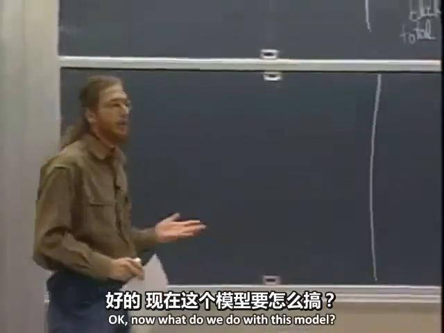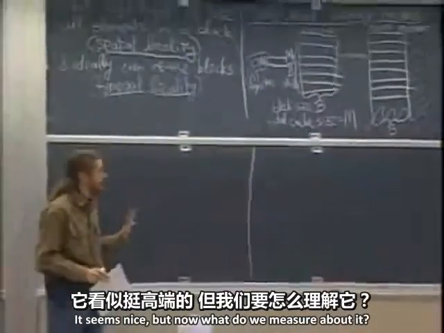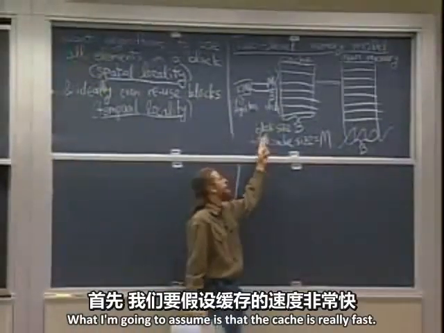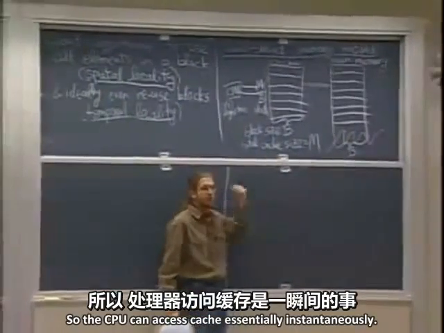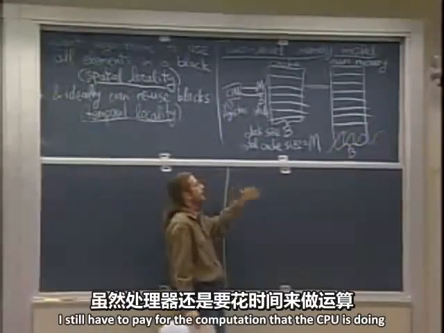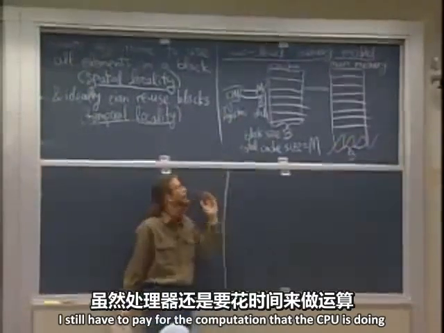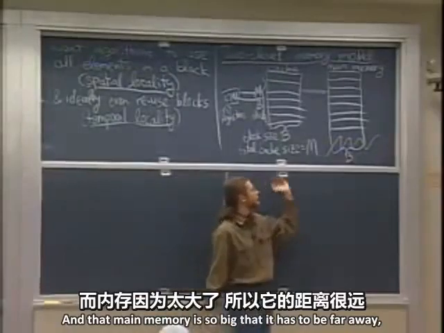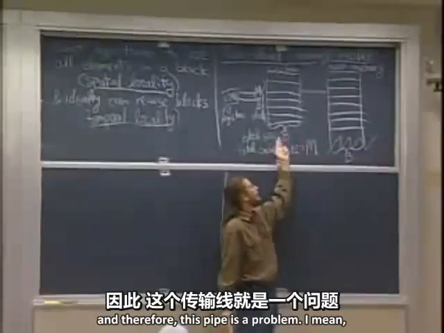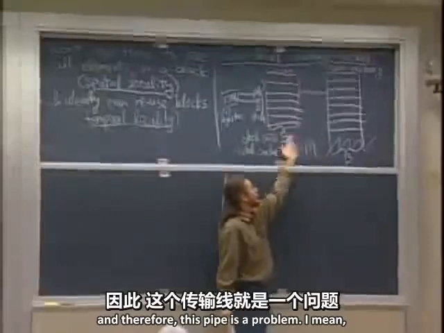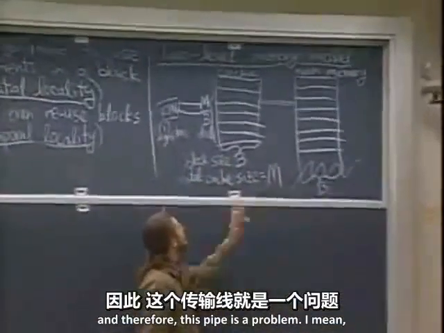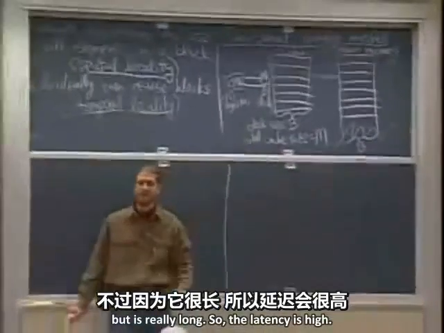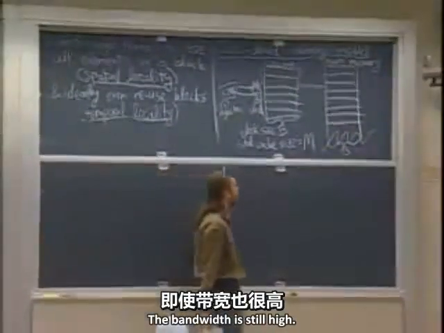Okay, now what do we do with this model? Seems nice, but now what do we measure about it? What I'm going to assume is that the cache is really fast. So the CPU can access cache essentially instantaneously. I still have to pay for the computation that the CPU is doing, but I'm assuming cache is close enough that I don't care. And then main memory is so big that it has to be far away, and therefore this pipe is a problem. What I should really draw is that the pipe is still thick, but really long. So the latency is high. The bandwidth is still high.